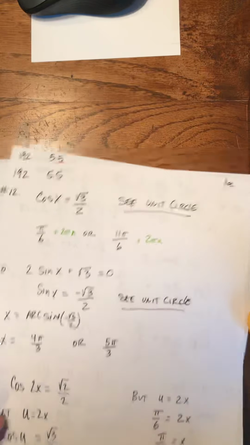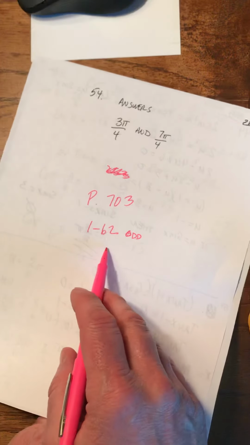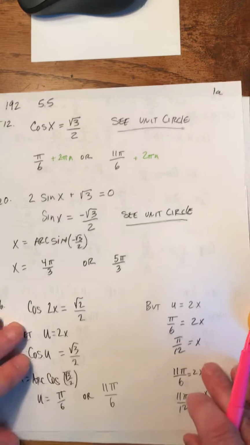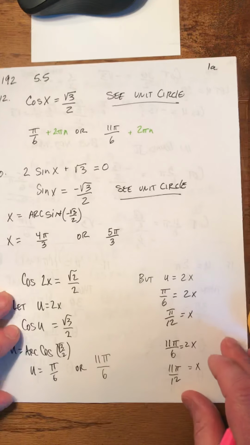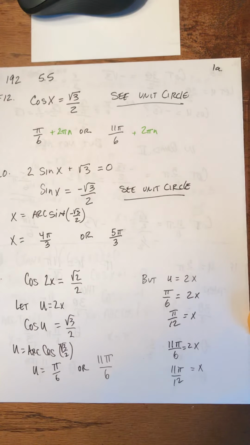And we're going to do a series of these problems for you, starting with number 12, which is on page 703. And we're going to continue all the way up to number 62, the odd ones. So this will be part 1 of 5.5. And if you're good in algebra and solving equations, you should be good with this too. So let's just get right into it. And we'll be relying on our unit circle a whole lot too.